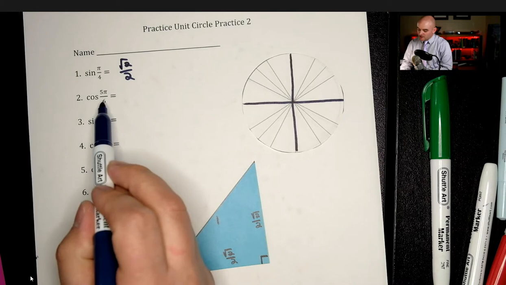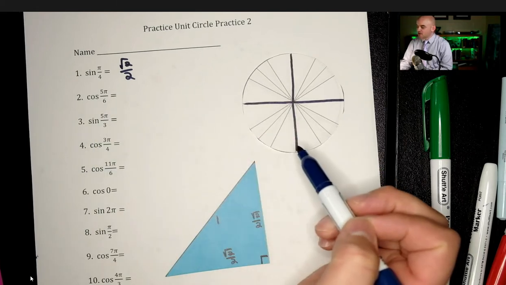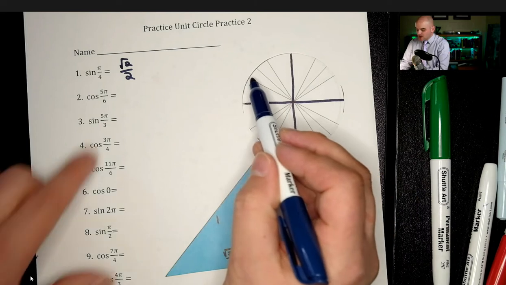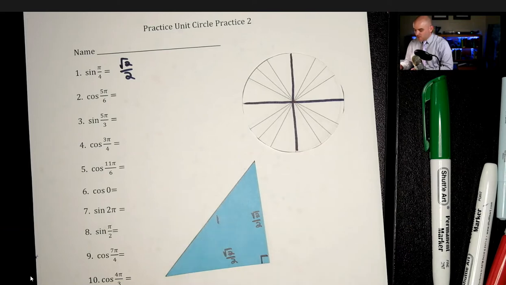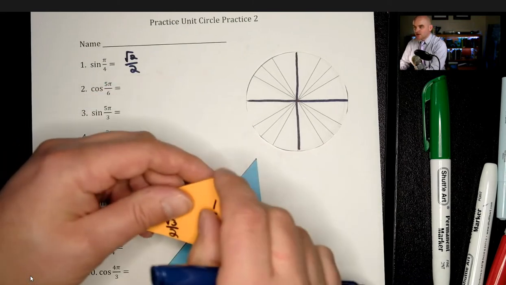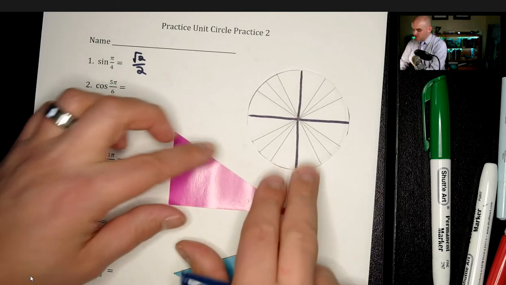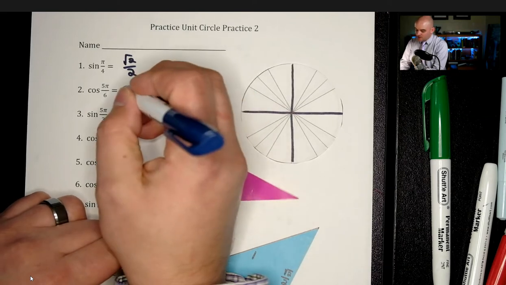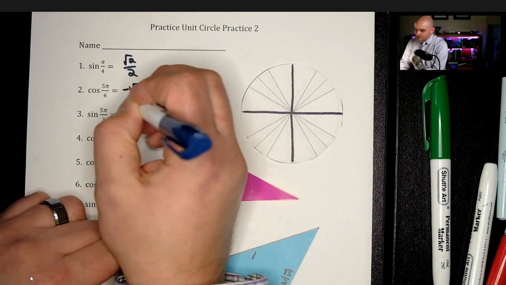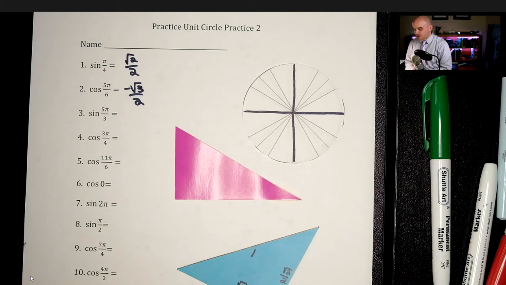So we're wanting to look at 5 pi over 6. It is 1 pi over 6 shy of a complete half circle. So my cosine value is going to be negative. It's the x value, and it's going to be this triangle right here, oriented like this. This is shiny paper, so sorry that's reflecting back in the camera. This is going to be negative root 3 over 2, negative because it's on the negative part of the x-axis.